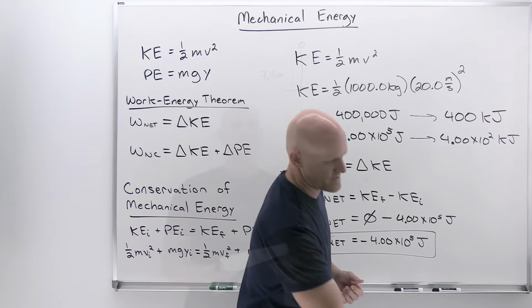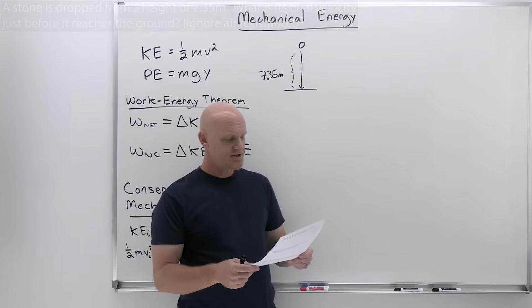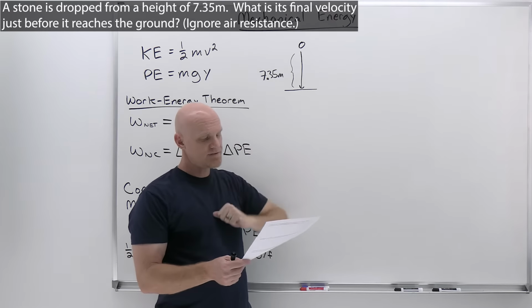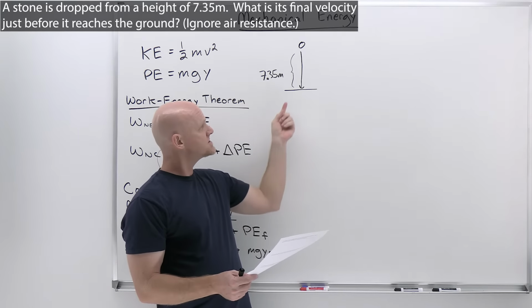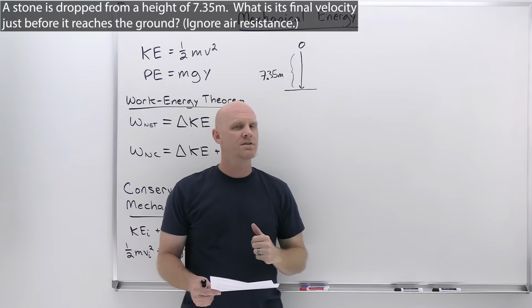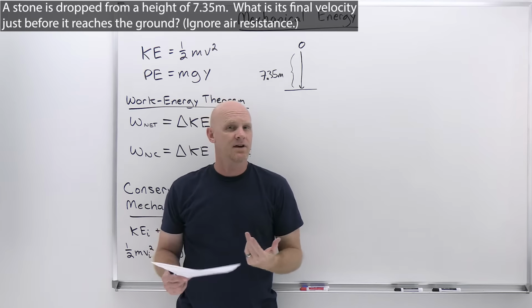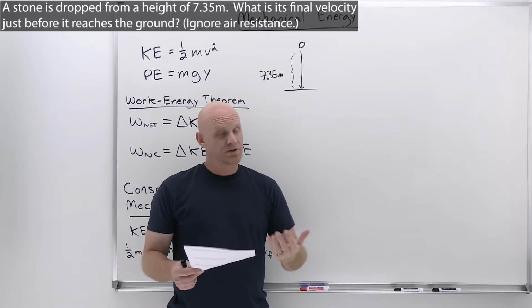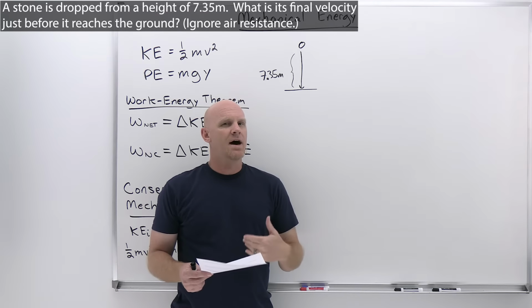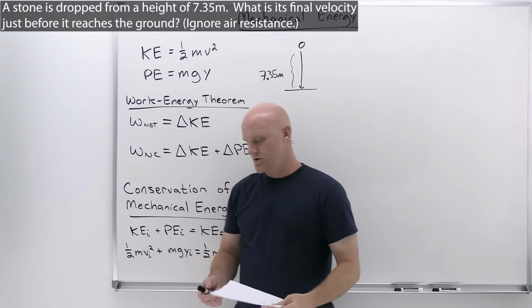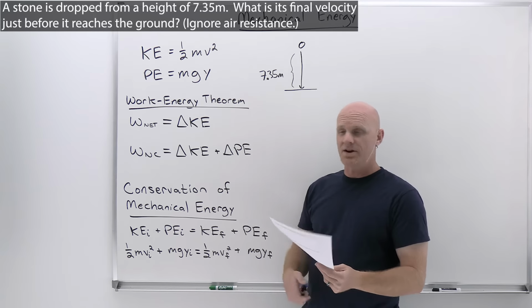Let's take a look at another. Okay, so the next question here says, a stone is dropped from a height of 7.35 meters. What is the final velocity just before it reaches the ground? And this problem should look somewhat familiar. It's a kinematics question, right? And so you could totally solve this using kinematics. But a lot of students struggle with kinematics more than what we're about to do. So notice it even says ignore air resistance at the end of the problem.